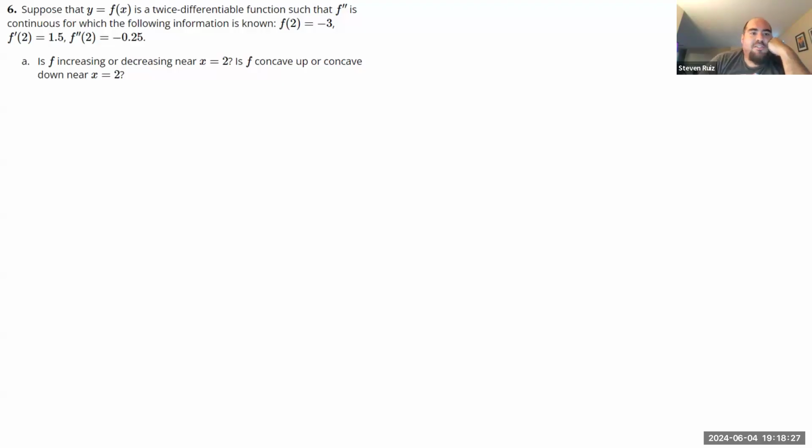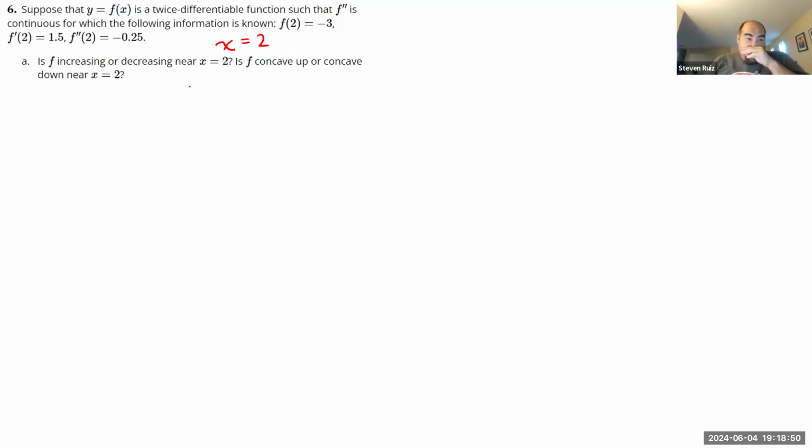All right, so we're looking at question 6 from section 1.6. We're getting into the second derivative. So we have a function, we're told a few of its properties, but only a few, and they're all centered around what happens with this function when x equals 2. The first thing we're asked is: is f increasing or decreasing near x equals 2?